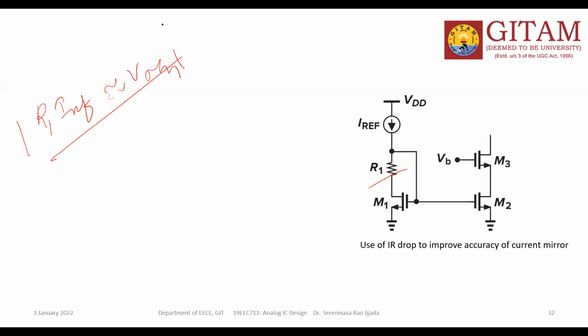I hope you understand. With the circuit, we have two issues. The first issue is whenever you consider the process voltage temperature variations, then it is difficult to generate R1 into I reference exactly equal to the threshold voltage, because R1 and VTH1 both are varying differently.